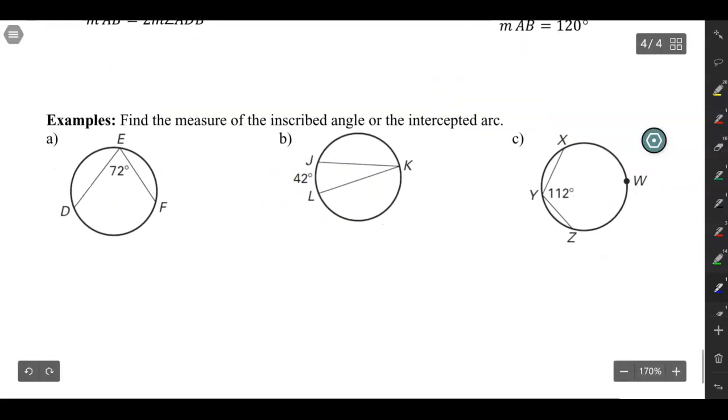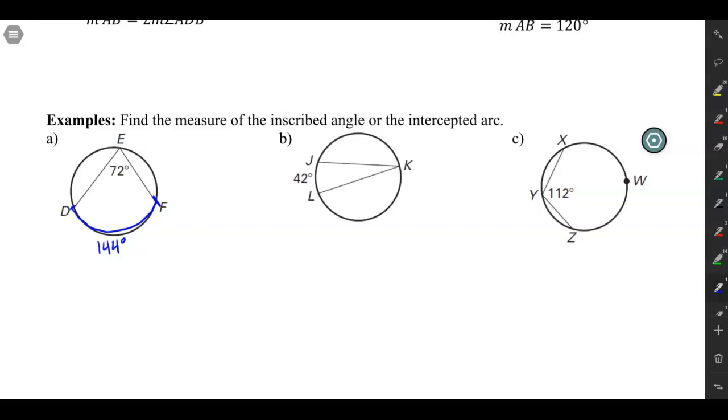So let's do some practice with that. Find the measure of the inscribed angle or the intercepted arc. So let's say I start with the angle. The angle is 72 degrees. Then the arc over here, the intercepted arc DF, is going to be twice that, which is 144 degrees.